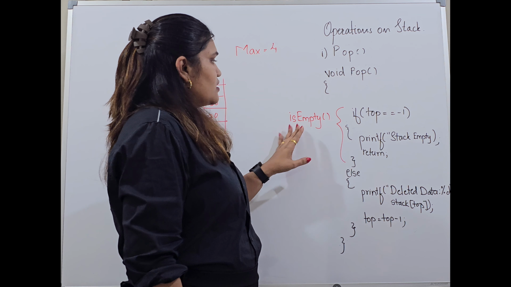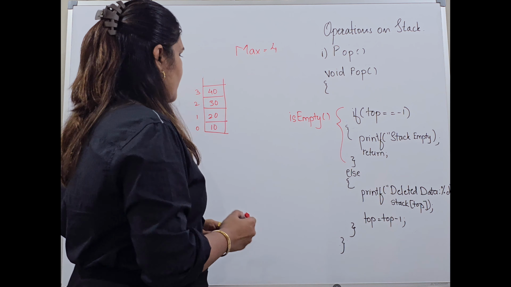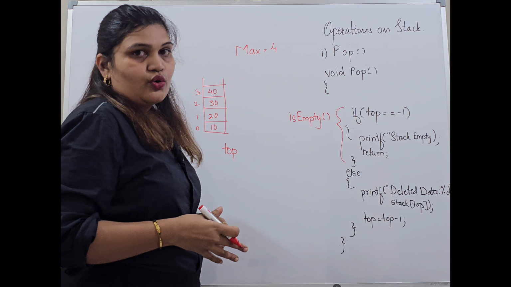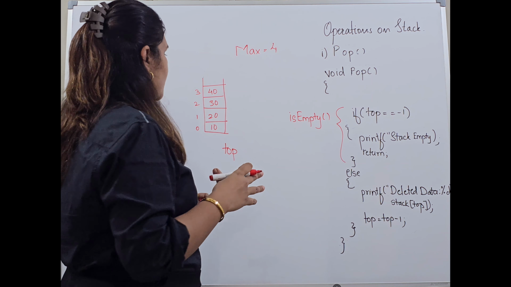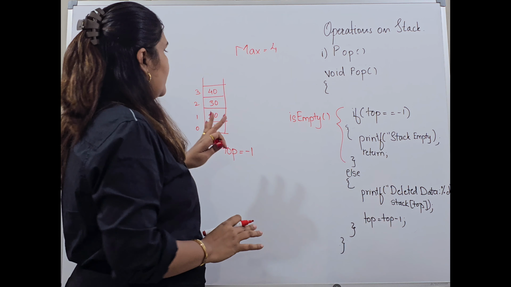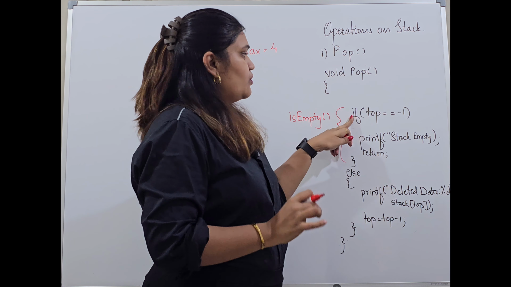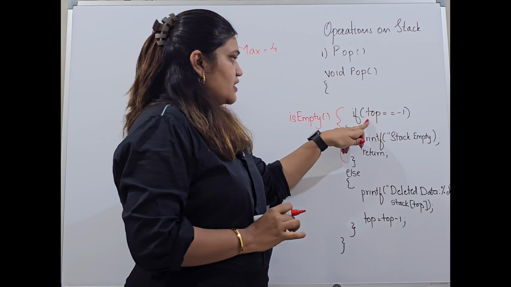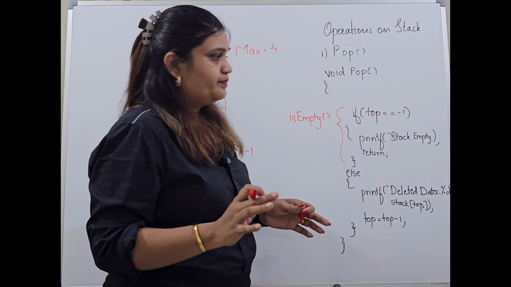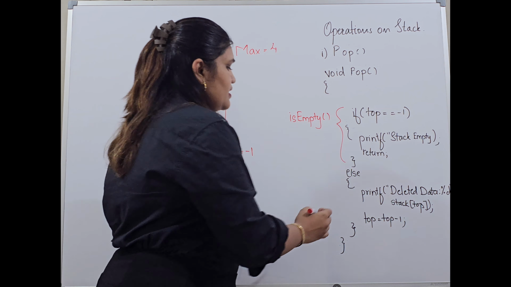To check this condition, it is very simple. We check whether our top is equal to -1. We already know that top helps us understand how many elements are there, or which element is the last element that was inserted. If my top is pointing to -1, I know that there are no elements in my stack. So that is the condition: top equal to -1. If this condition is true, I'll just print that my stack is empty or stack underflow. If this condition is false, I come to my else statement.